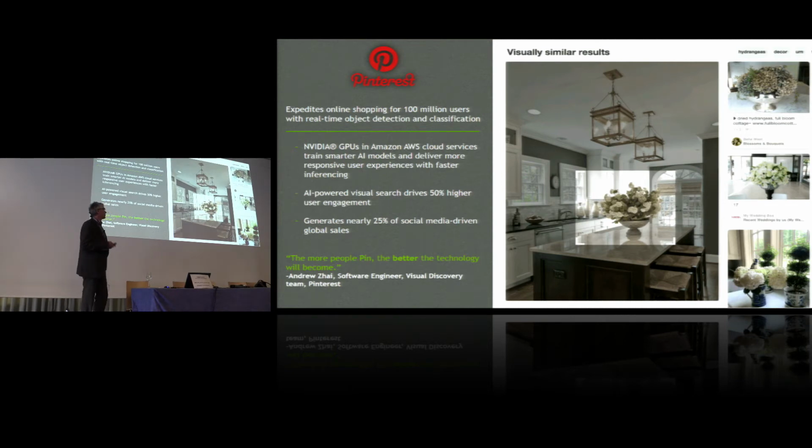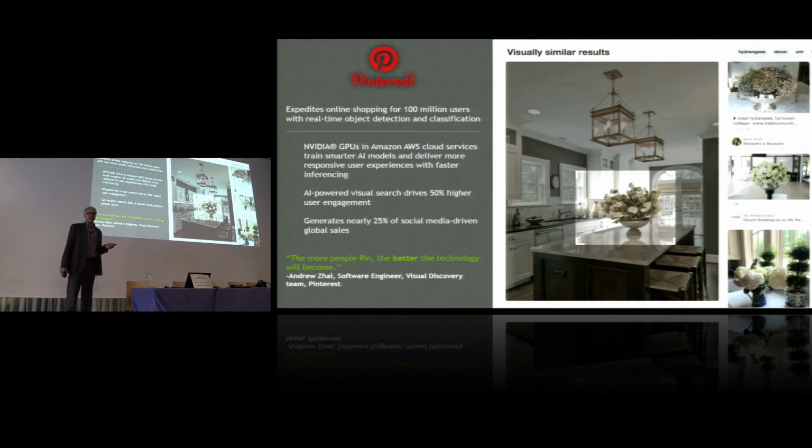One brilliant use case is also Pinterest. I don't know who uses this. Is anybody using Pinterest here? No hands up? Well, here, one. Okay, two. Okay.